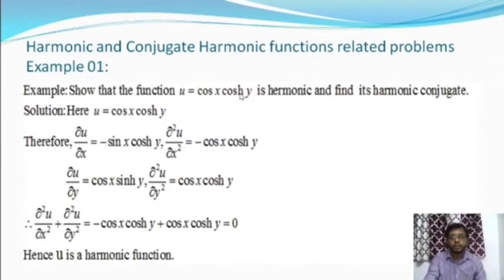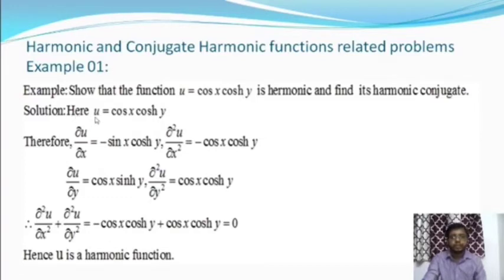I have already discussed it in the previous slide. If u satisfies the equation del 2u del x square plus del 2u del y square is equal to 0, and the first order and second order partial derivatives both exist, then we say u is a harmonic function. So let's start with our solution.